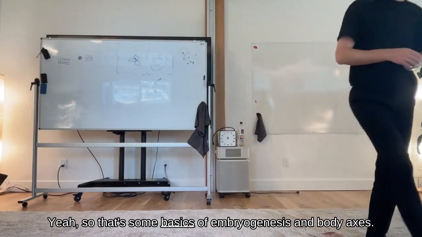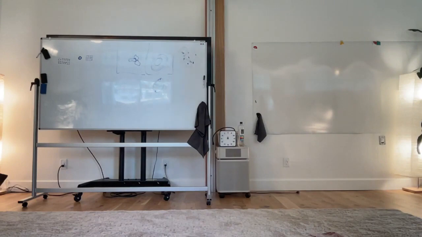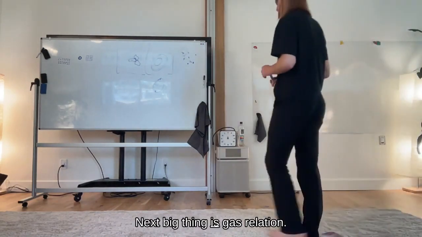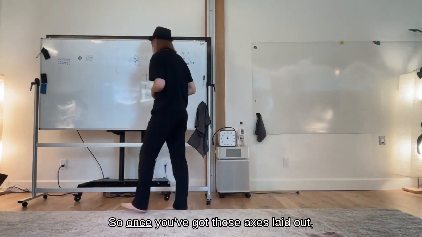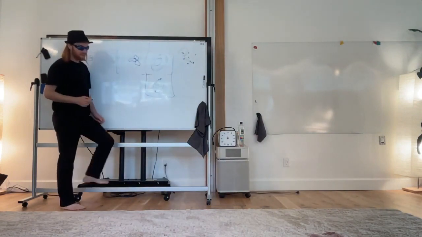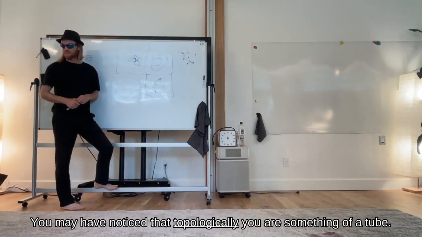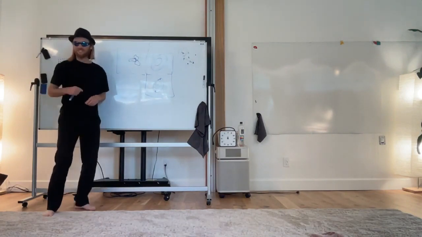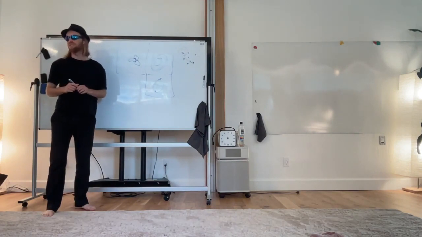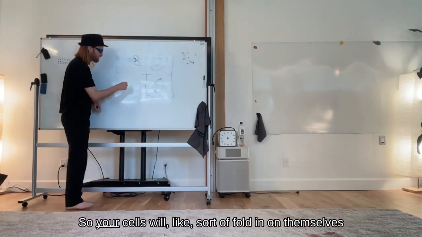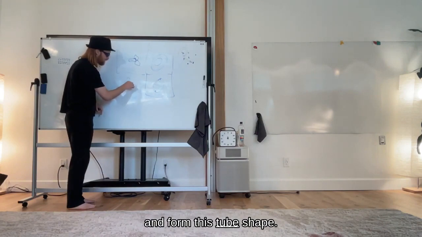So that's some basics of embryogenesis and body axes. Next big thing is gastrulation. Once you've got those axes laid out, lots of organisms develop a stomach. You may have noticed that topologically you are something of a tube. That tube shape shows up extremely early on in embryogenesis. Your cells will sort of fold in on themselves and form this tube shape.